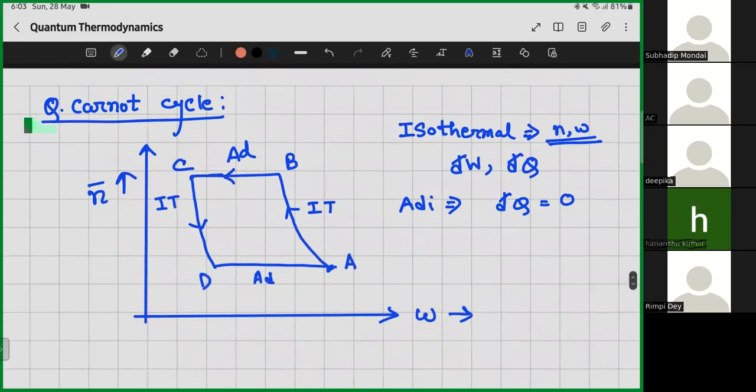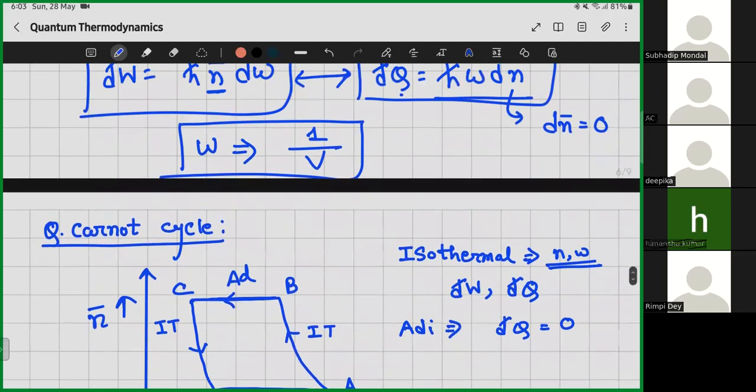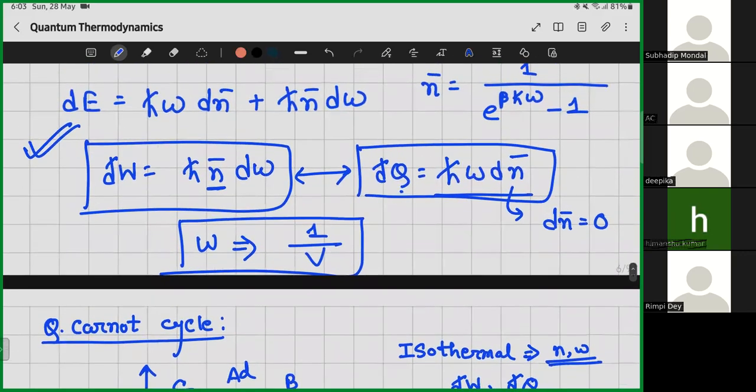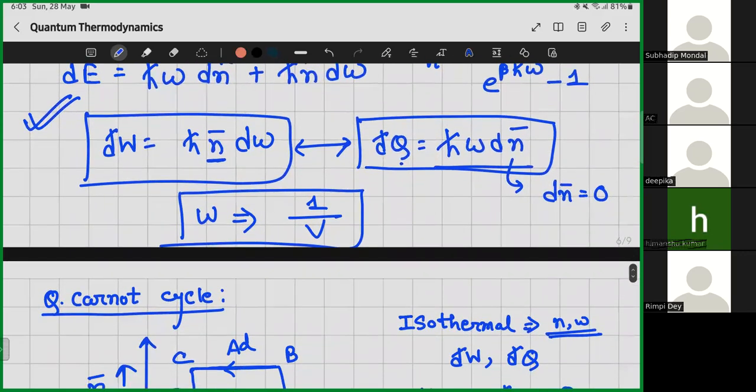If dn is 0, then n should be constant. How did you relate this n bar to pressure? In the classical picture, we plot the P-V diagram. Here the variables are n bar and omega. N bar is the average population, and omega is the frequency. So we have to plot with these two variables. You related omega to volume, right? Yes, omega is related to the inverse of volume.